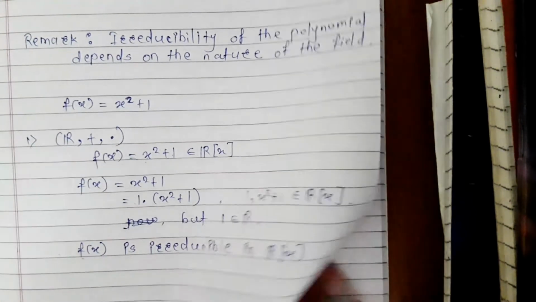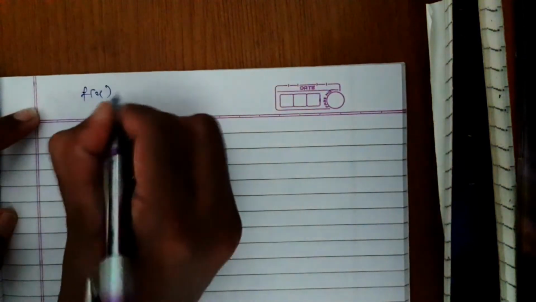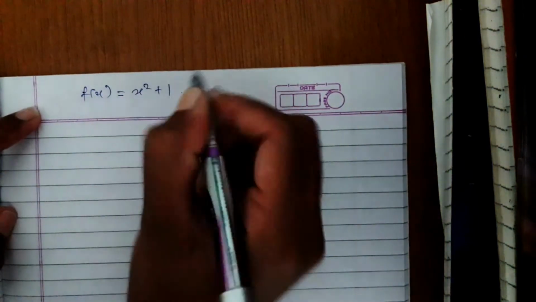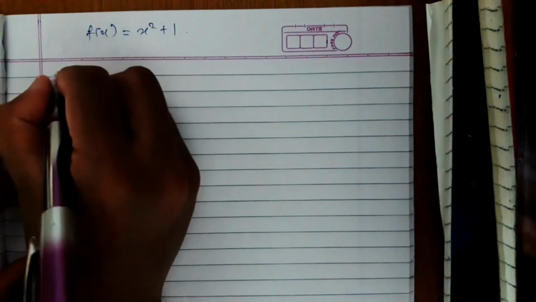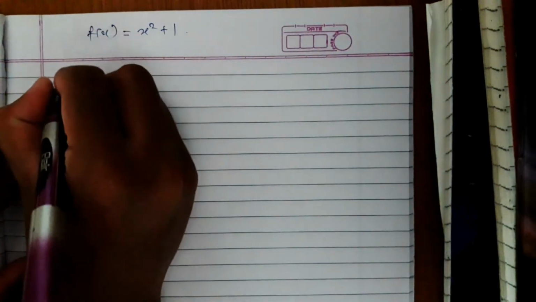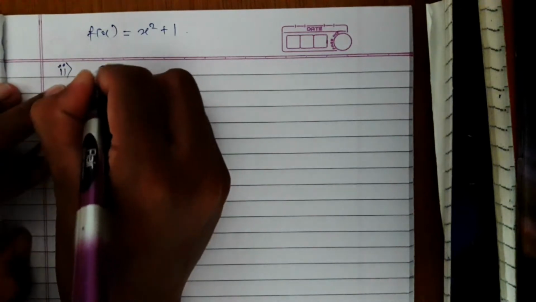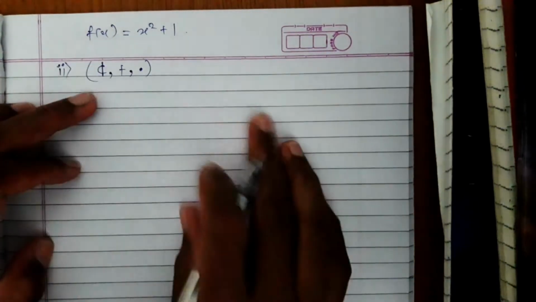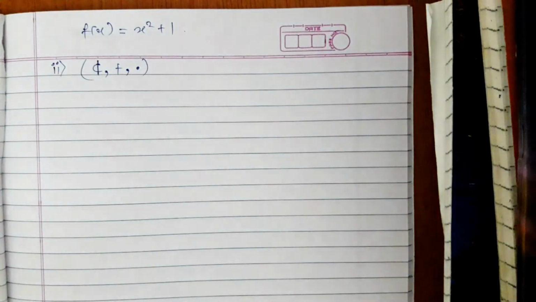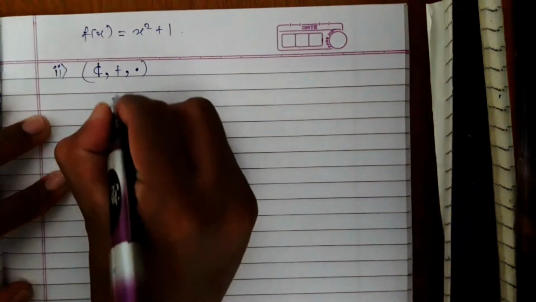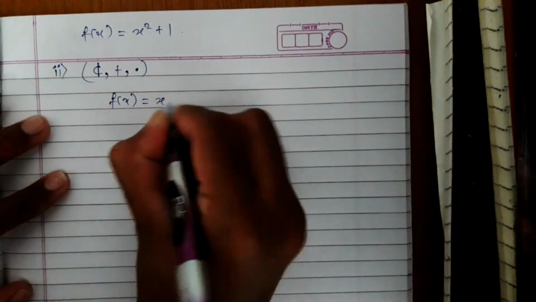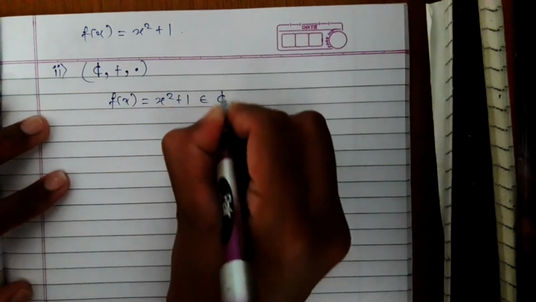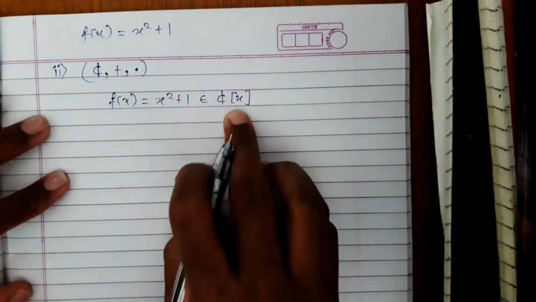Rx. Now we consider the same polynomial again, f of x is equal to x square plus 1. But here we consider the second field, the field of complex numbers with binary operations addition and multiplication. Then clearly f of x is equal to x square plus 1 belongs to polynomial ring Cx.